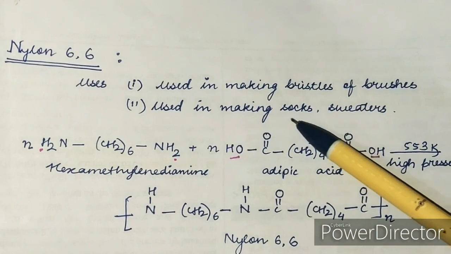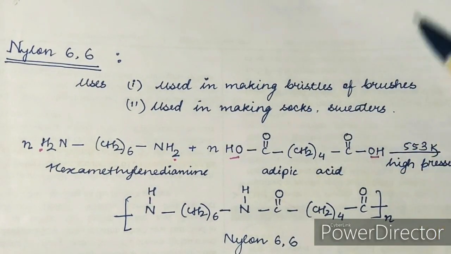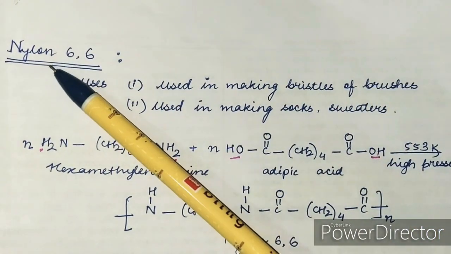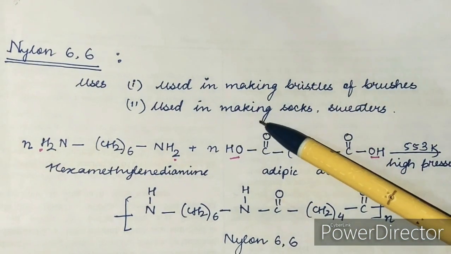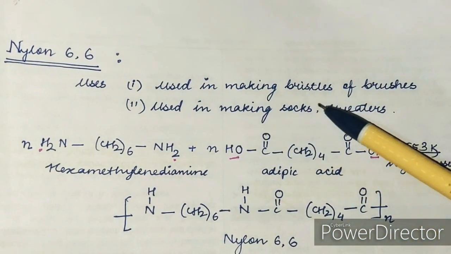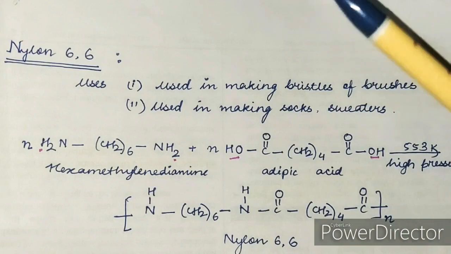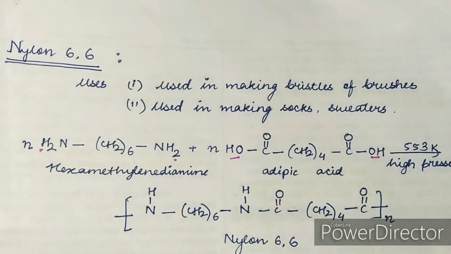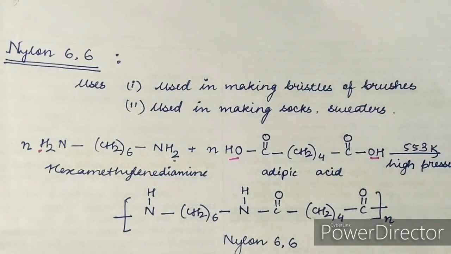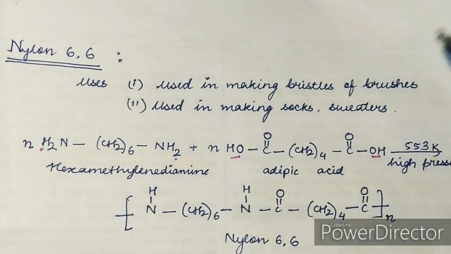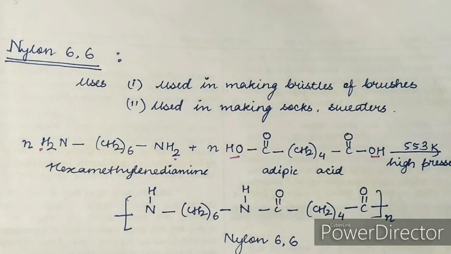And then it is used in making socks and sweaters. You already know by now that nylon is a type of fiber, so it can be used in making garments, it can be used in making clothes. So socks and sweaters can be prepared from nylon, and so many clothes you will get which are made up of nylon fibers or nylon threads. So now the preparation of nylon 6,6.